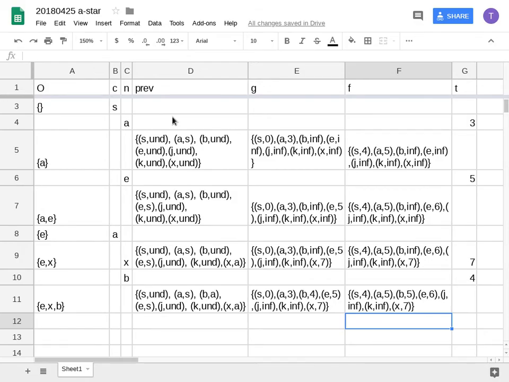Okay, these are the g values. G of x is 7. So we look at all the f values. Oh, we got a whole bunch, right? We got a whole bunch of f values that are less than 7. So that means we cannot stop yet.